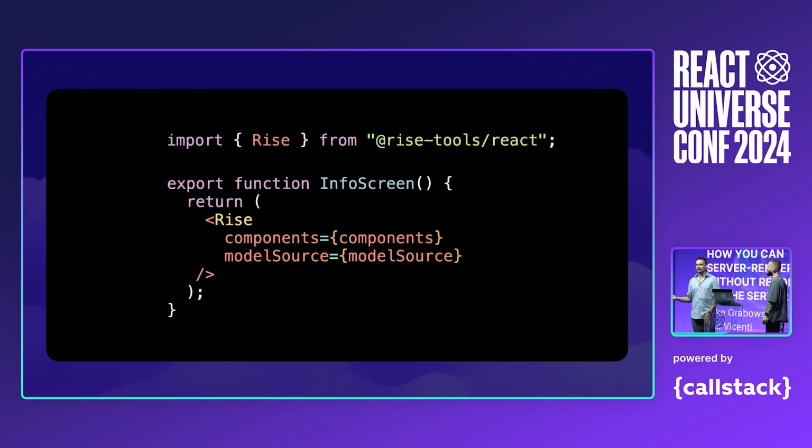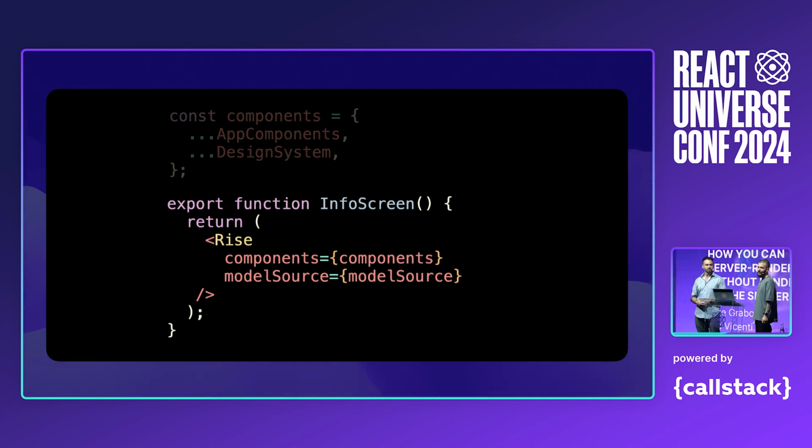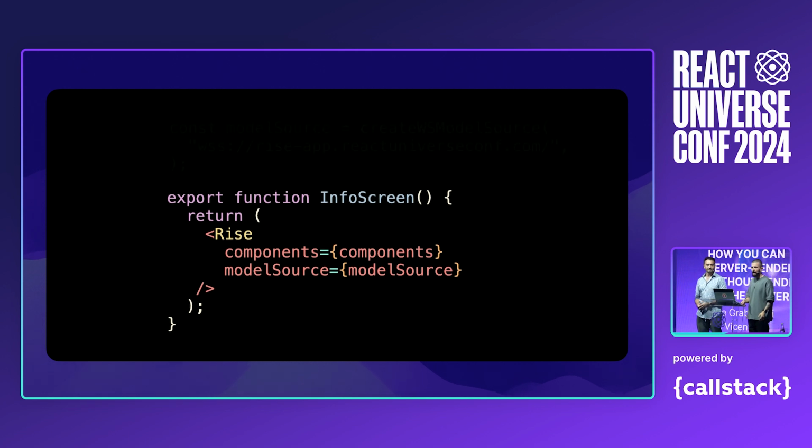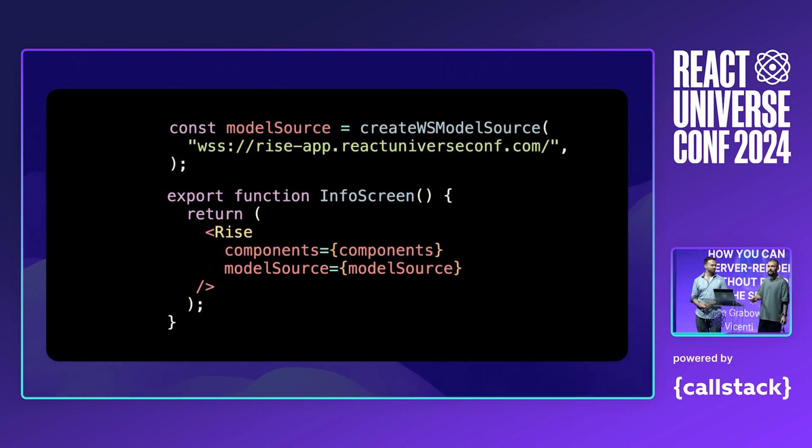Yeah, so the Rise component is how you install this into your application. This is just a normal component you can install from NPM. It requires, at the very minimum, the components and a model source. And components can be either higher-order application-specific components, such as sponsors info, that you may want to use, or you can include design systems so that you can build those components on the server from scratch. And model source is obviously the client. This is what connects to the server, and that's how you get the updates through.